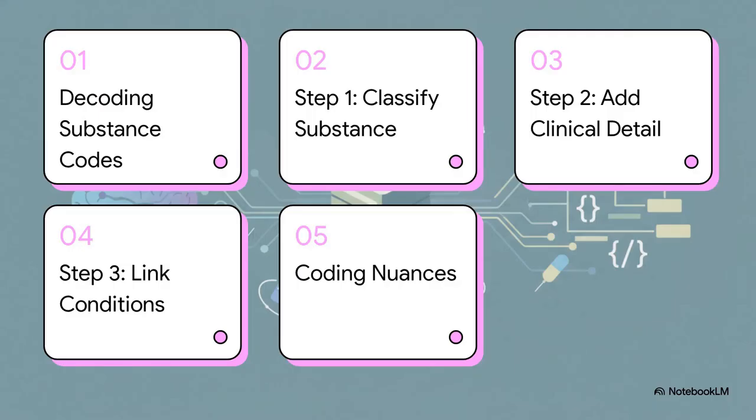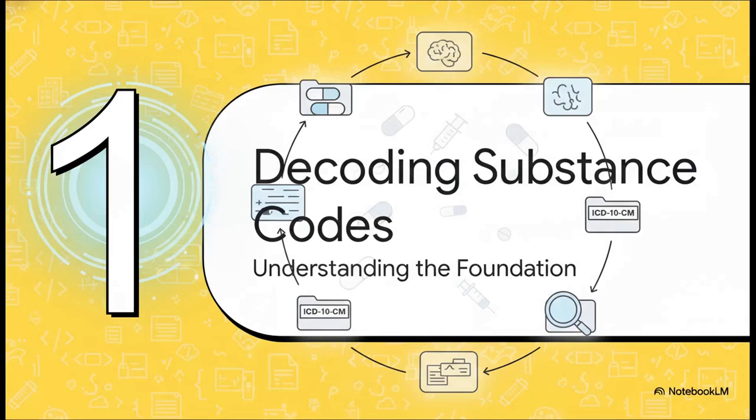Okay, so here's our game plan for today. We're going to start by decoding the basic structure. Then we'll walk through the three main steps: classifying the substance, adding clinical details, and linking related conditions. And finally, we'll get into some of the tricky nuances and exceptions. Let's jump in.